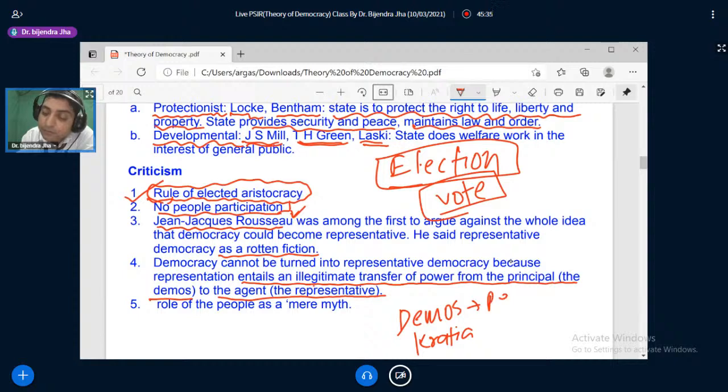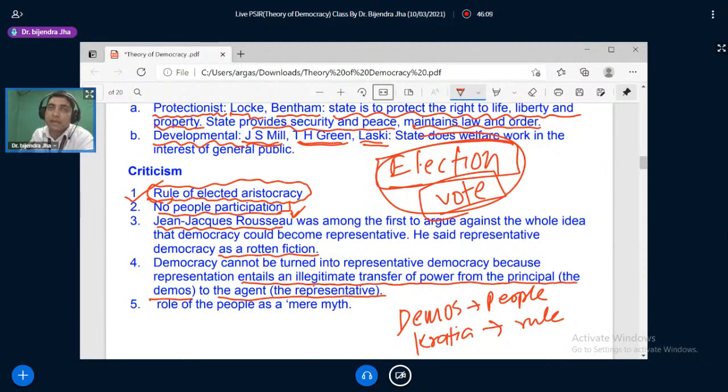डेमोस मतलब पीपल एंड रूल, राइट? सो रूल बाय पीपल, डेमोक्रेसी मीन्स रूल बाय पीपल. बट यहाँ रूल बाय पीपल तो है ही नहीं. It is rule by the representative, rule by the few people, right? So whatever election you have invented as a method to transfer and delegate the power to the representative, very much few thinkers think that this is not a legitimate transfer of power.